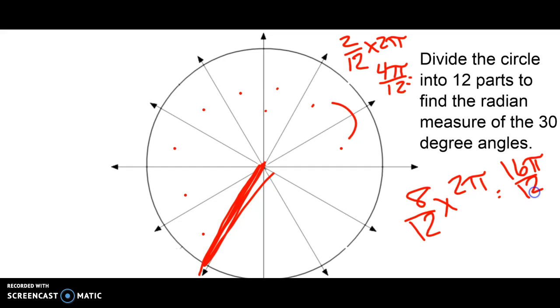And so then you put that back into lowest terms, divide everybody by 4, and that's going to be 4 pi over 3. Okay, 4 pi over 3. Sorry, my handwriting is really bad.